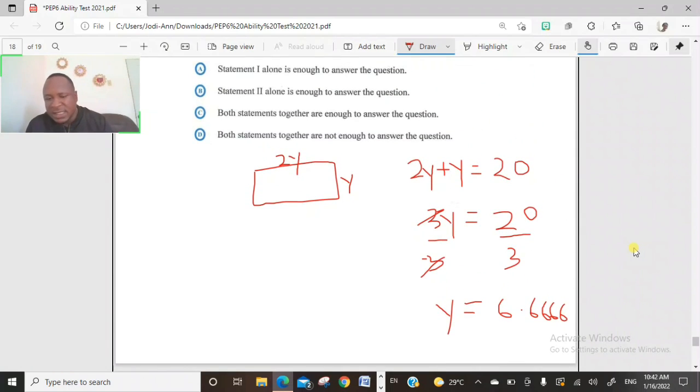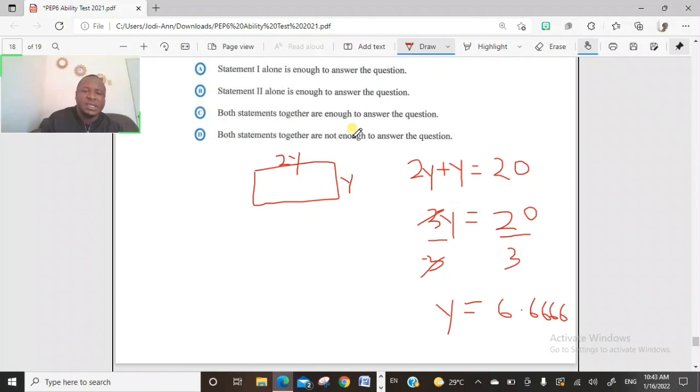Now, if y is 6.66666 and it doesn't stop, and we add y and y, which would give us 2y, that should give us 13.12. So 13.12 plus 13.12 and another 13.12 will give us 39 point something. So we wouldn't reach back the 40.